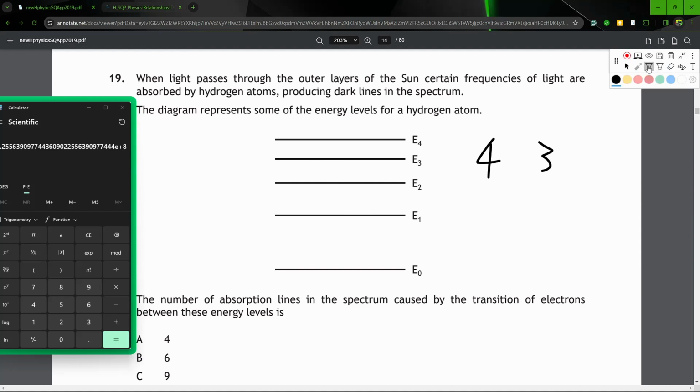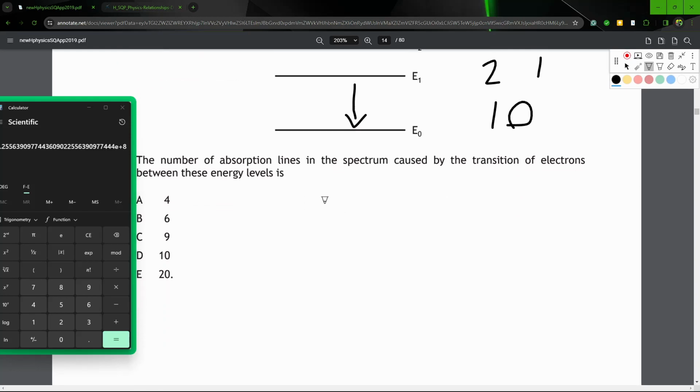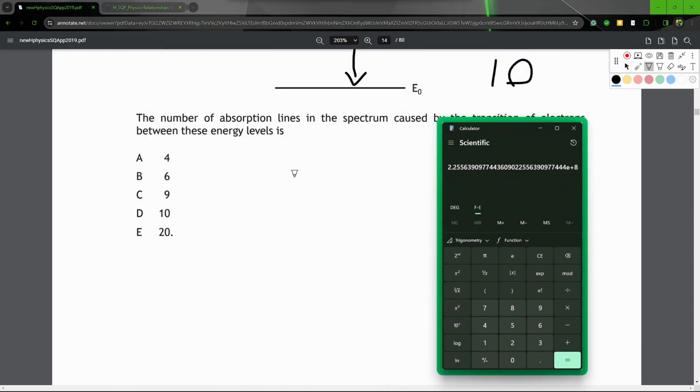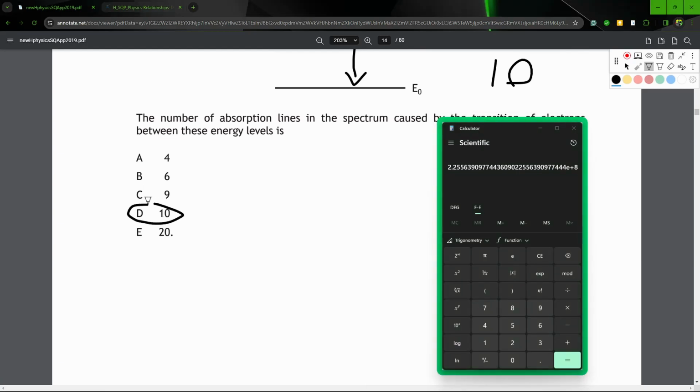And then if we start from E2, we can go down to E1, and we can go down to E0, so that'd be 2. And then last but definitely least, E1 can only go down to E0, so 1. If we add all these together, we get 10, which means the number of absorption lines caused by the transition of electrons between these energy levels is D, 10.